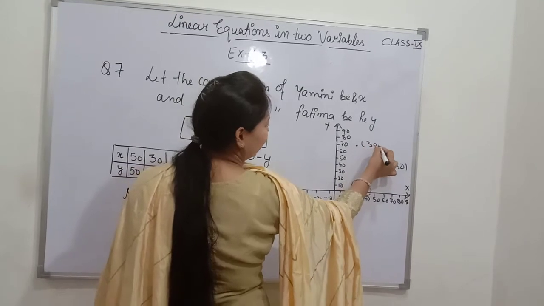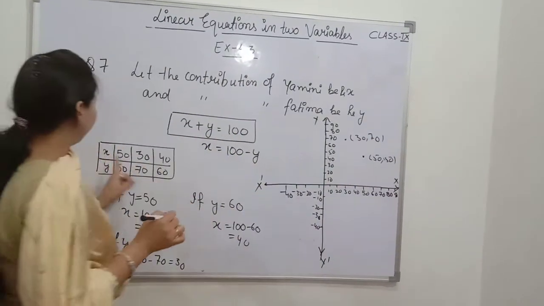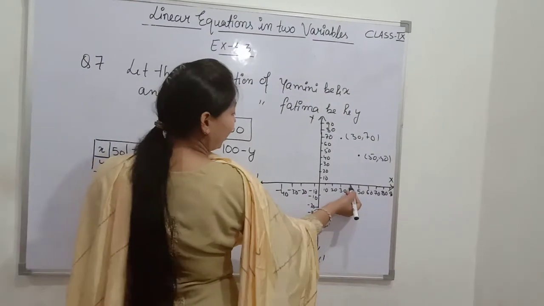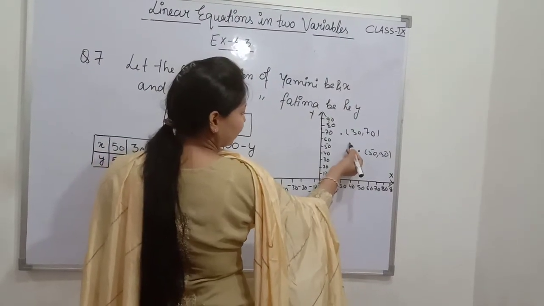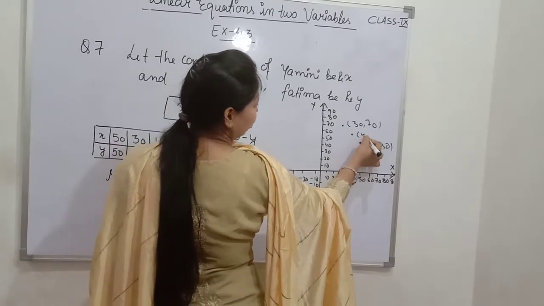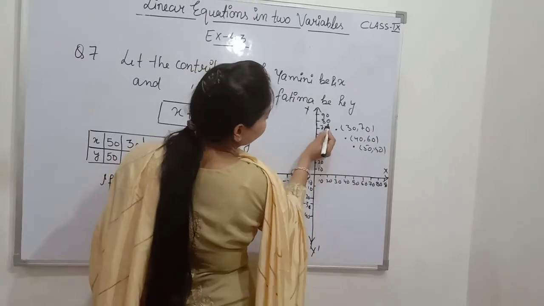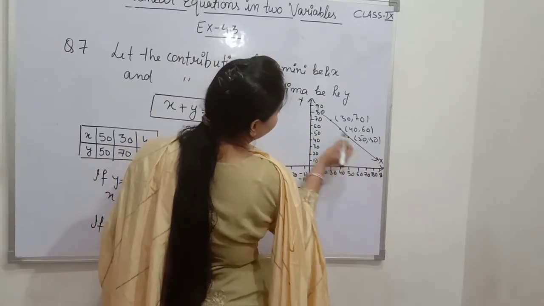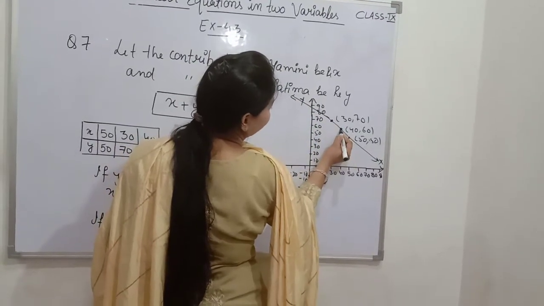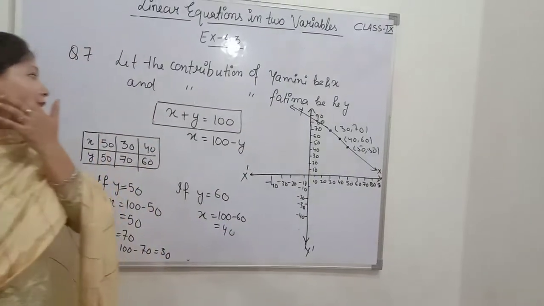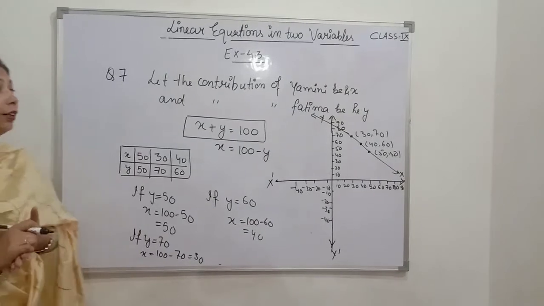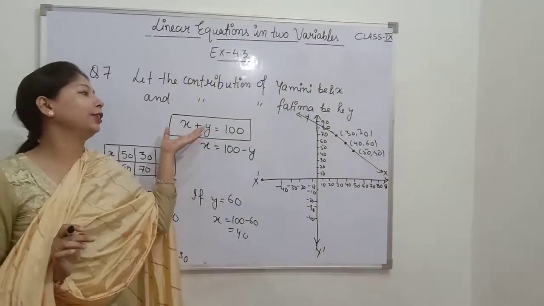This is 30, 70. Now the third point is x is 40 and y is 60. There is the point 40 and 60. You see, join these 3 points. So this is the straight line graph. Obviously because it is linear, it becomes a straight line. So this is the graph of this equation formed by the contribution of Yamini and Fatima.